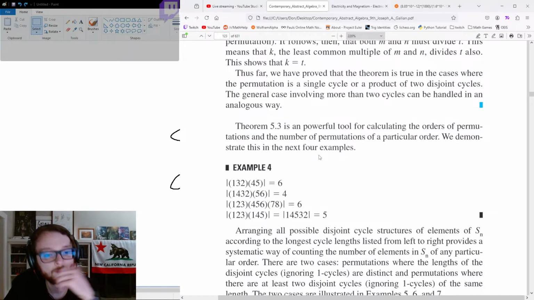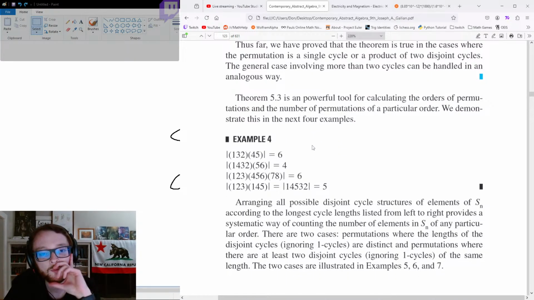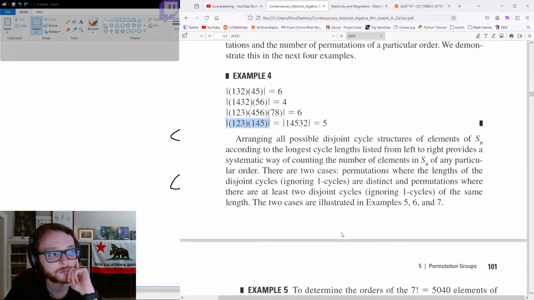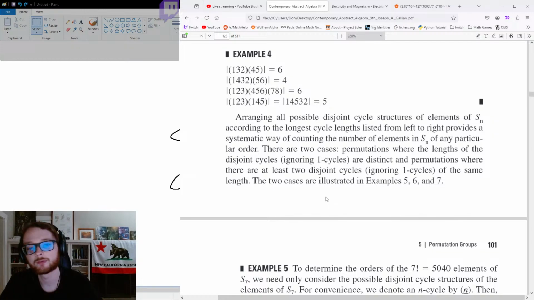Okay. Identify with things, a powerful tool for calculating the orders of permutations, and permutations of a particular order. Six, four, right, six. Oh, it's not simplified because it's not disjoint. That's mean. If they have a problem like this, that's gonna get me. I'm gonna forget to simplify it.